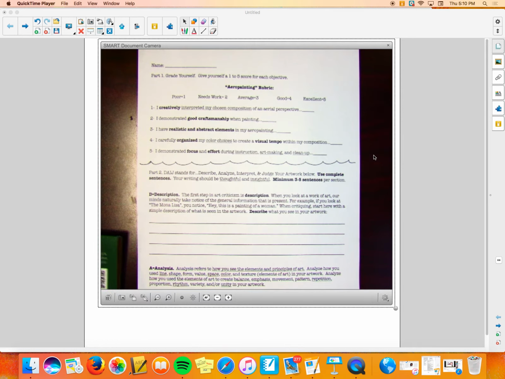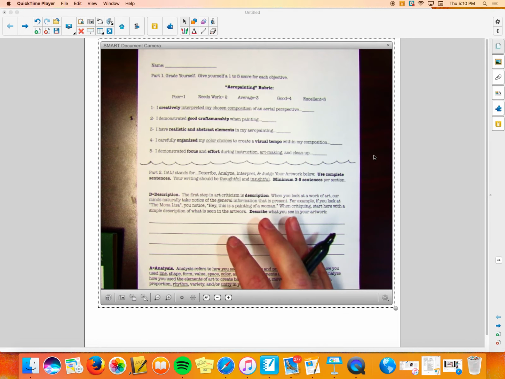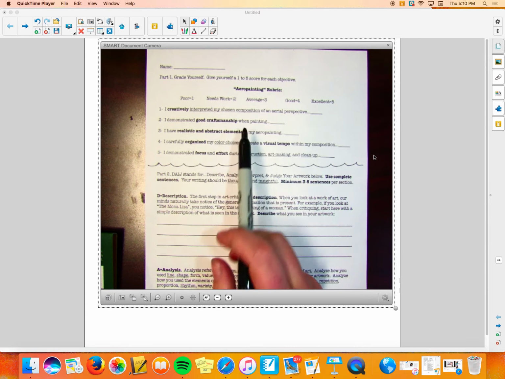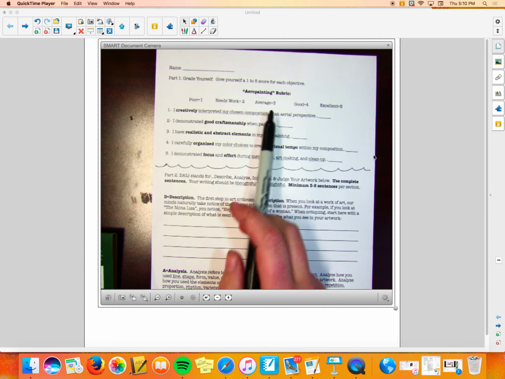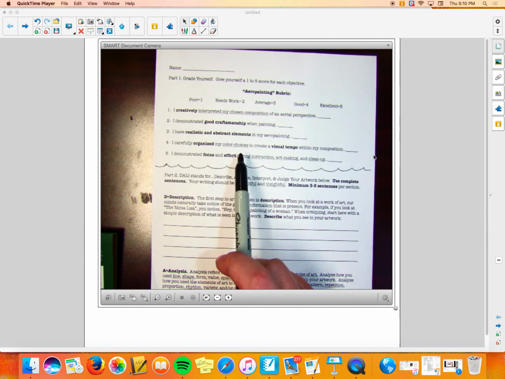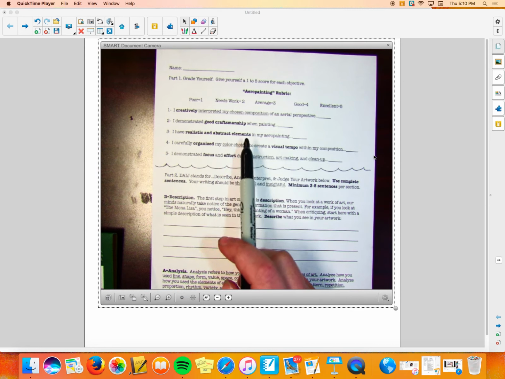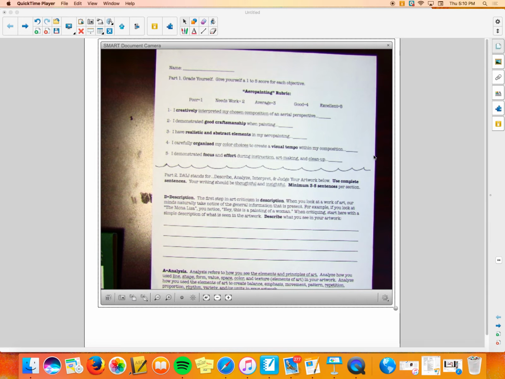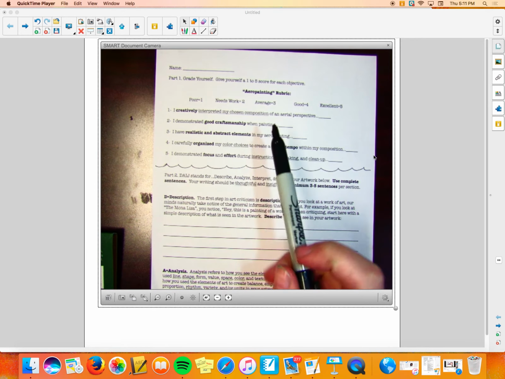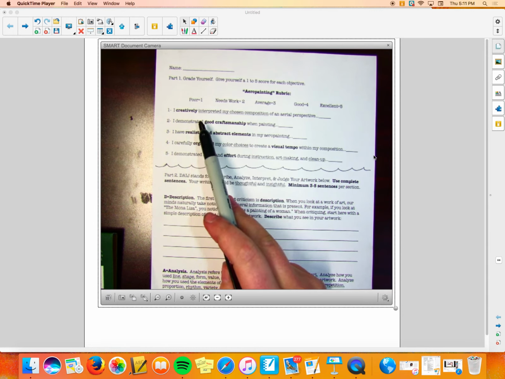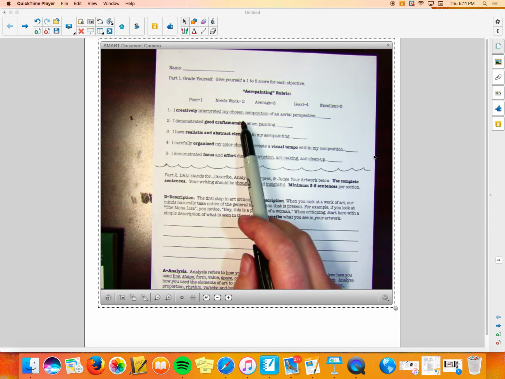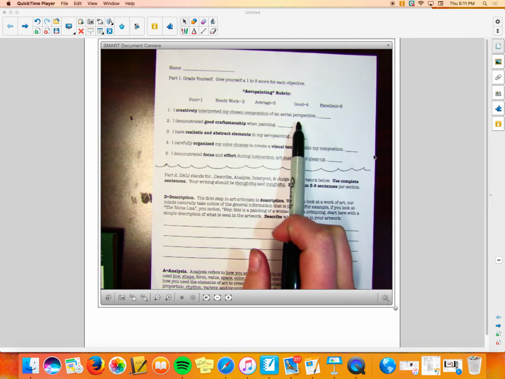When you're finished your painting, make sure to ask for a reflection form. The first thing I need you to do is check your work and make sure that you've done each of these objectives to the best of your ability, because the marking period's over next week, and I'm going to start grading your painting. So the first objective is: I creatively interpreted my chosen composition of an aerial perspective.